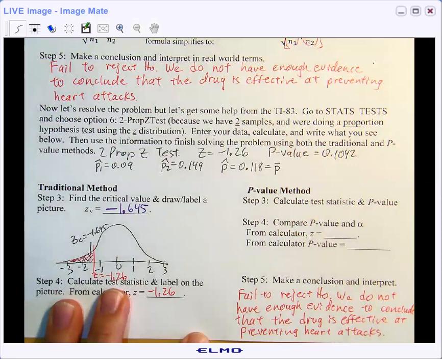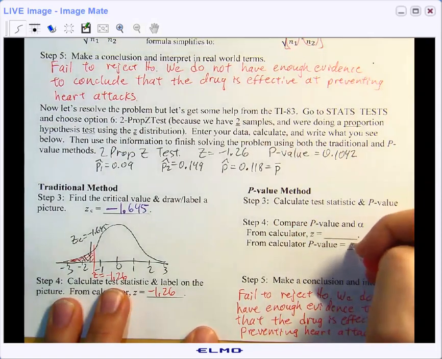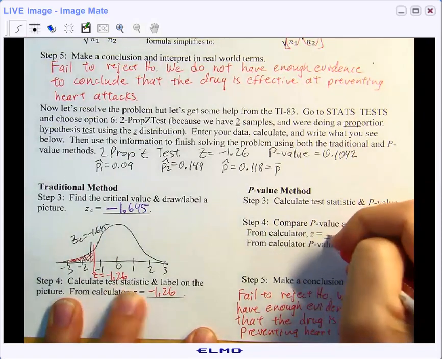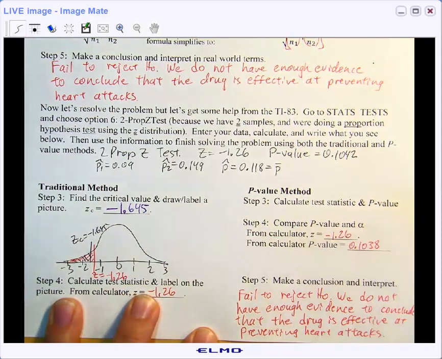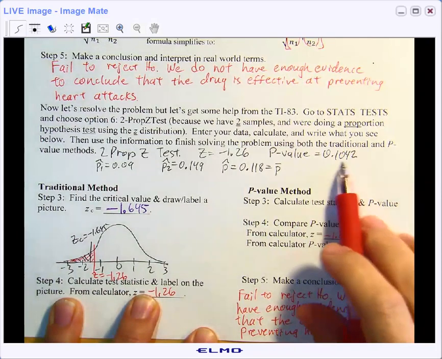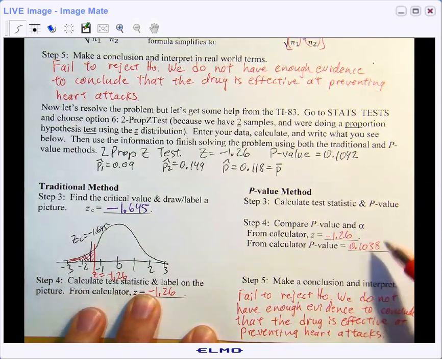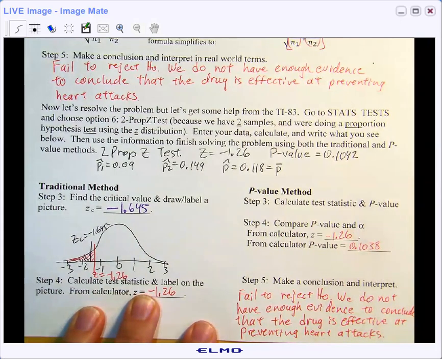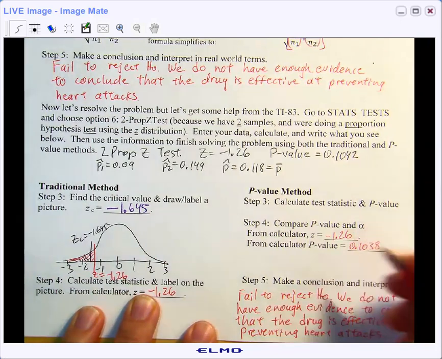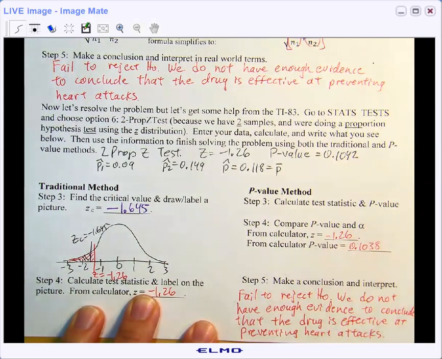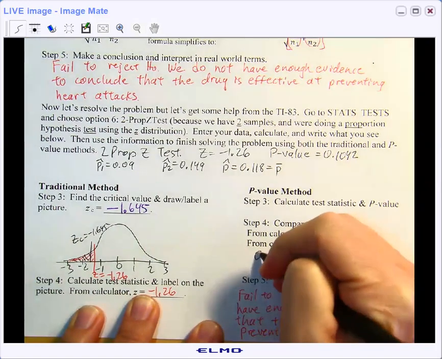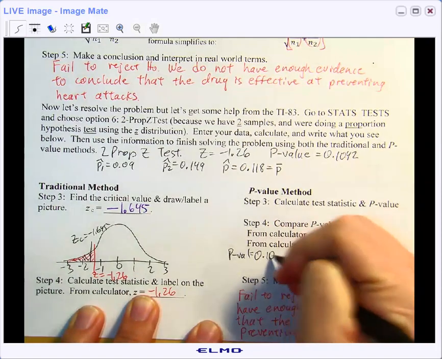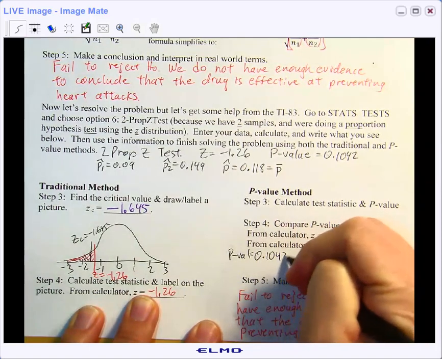So if I do the table, I find out that my p-value is 0.1038 because my test statistic was negative 1.26. And notice that that is to 3 decimal places the same thing as what the calculator gave us. The calculator was able to carry more decimal places, so it's slightly more accurate. But once again, we could take our p-value of 0.1038, or 0.1042 if we use the calculator.